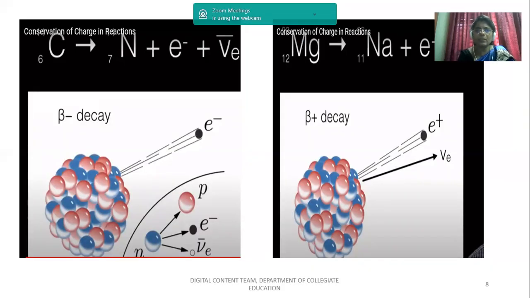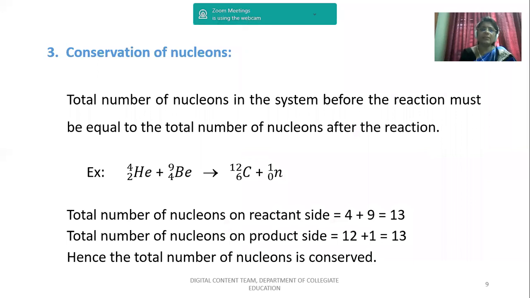So with this, we will move to another type of conservation law, which is very important, called conservation of nucleons. This is a basic conservation law. The total number of nucleons in the system before the reaction must be equal to the total number of nucleons after the reaction. I'll repeat this. The total number of nucleons in the system before the reaction must be equal to the total number of nucleons after the reaction.